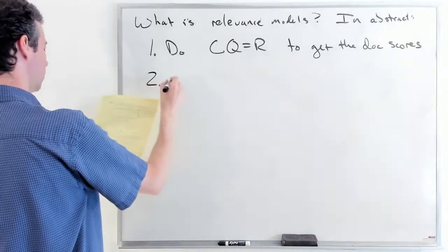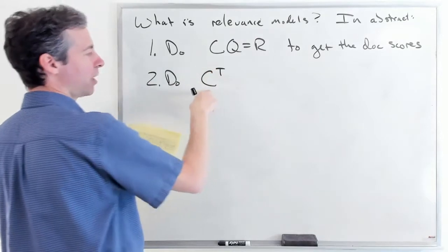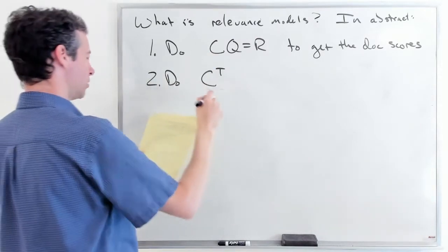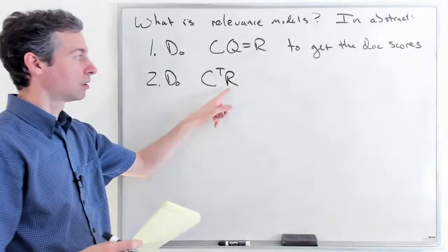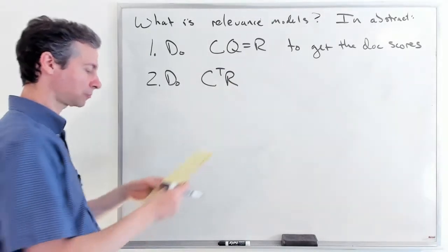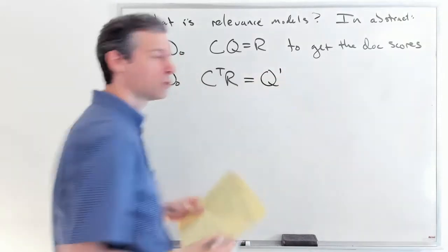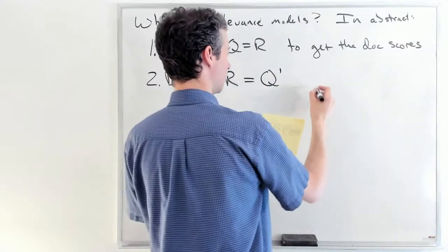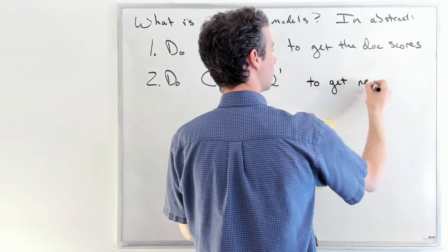Then we can take the transpose of the collection matrix, multiply it by our document scores that we've computed, and we'll end up with a new query, Q prime. Okay, so we do this to get a new query.